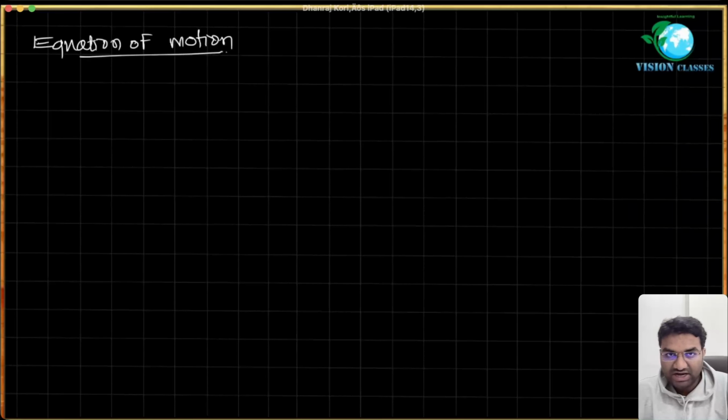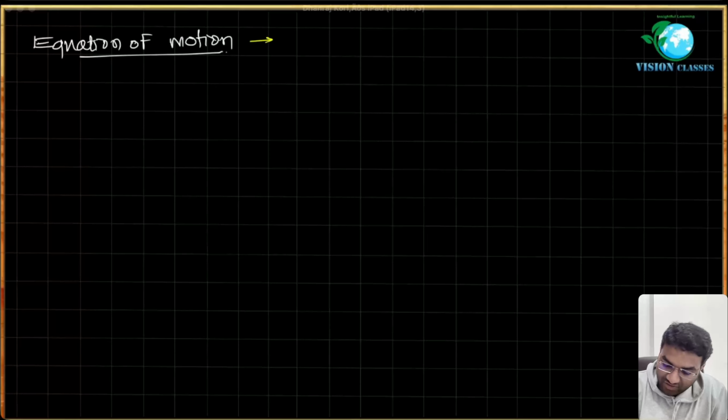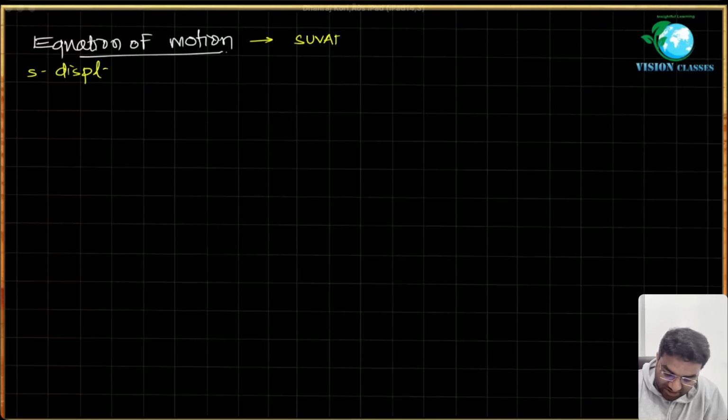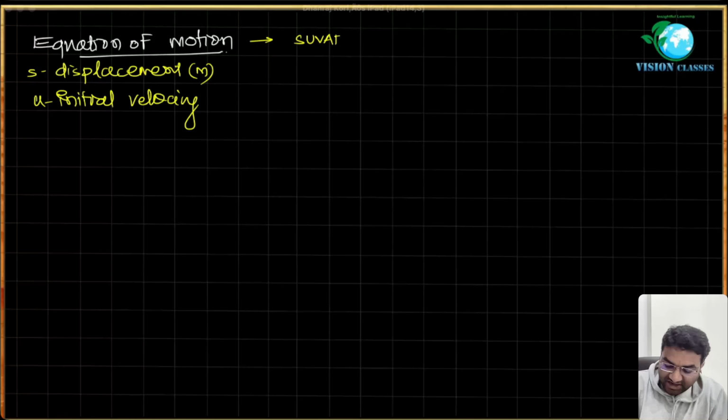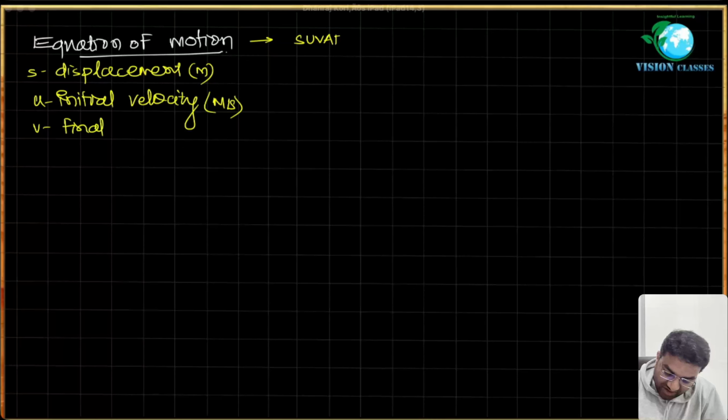Then we'll come back to the discussion point, the equations of motion. It is also called SUVAT. What is s? s means displacement, and displacement's unit is meter. u is initial velocity, the starting velocity. It might be at rest, or it might be moving with a certain speed as well. Rest means initial velocity is 0. Then v is final velocity, meter per second again.